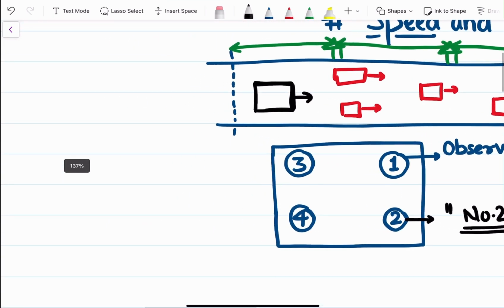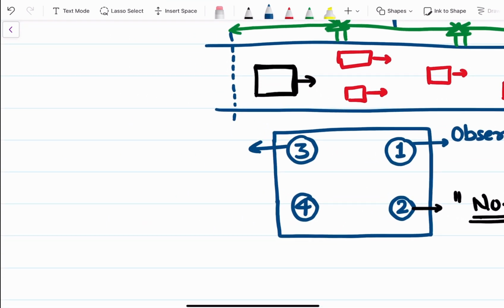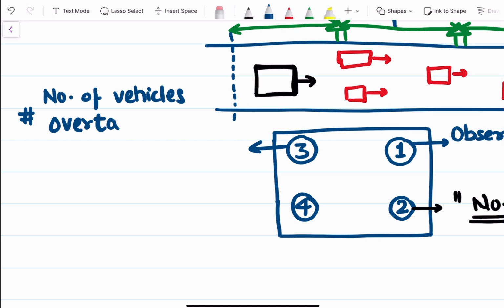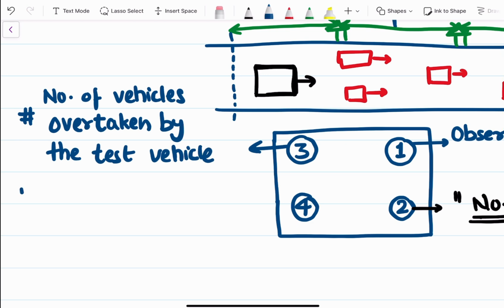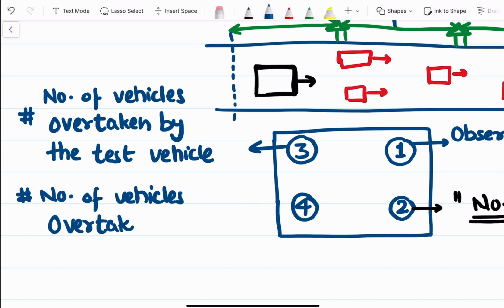Then we have observer number three with us, and observer number three records two things. The first thing is the number of vehicles overtaken by the test vehicle. And it also records the number of vehicles overtaking the test vehicle.